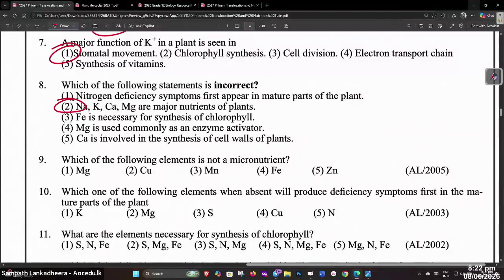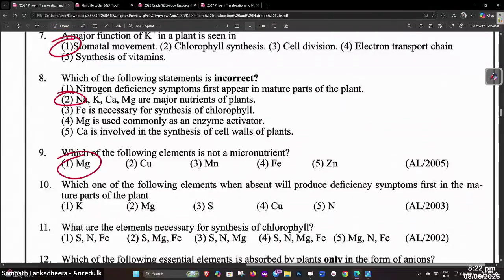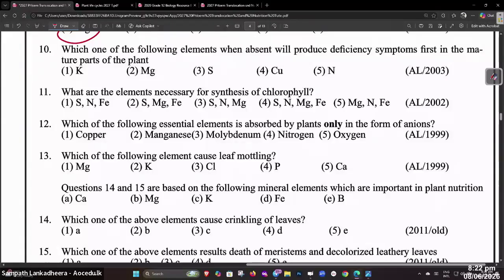Question number 9, people. Which of the following elements is not a micronutrient? Come on, what's the answer? What has to be the answer for that? So it has to be magnesium. Correct. That's too easy. So we'll move to question number 10.